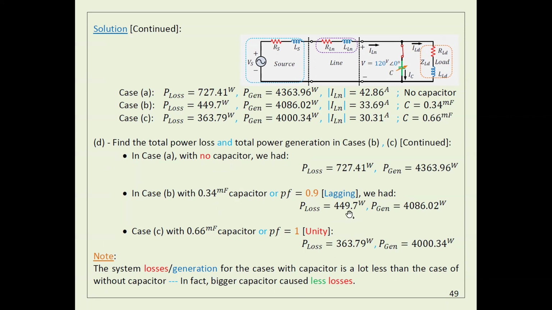Not only that, you can even generate less. Here the amount of power generated was 4,363. Look, a reduction here as well. Now, if I use a capacitor that can make the power factor 1, I can reduce it even more, and you can generate even less.